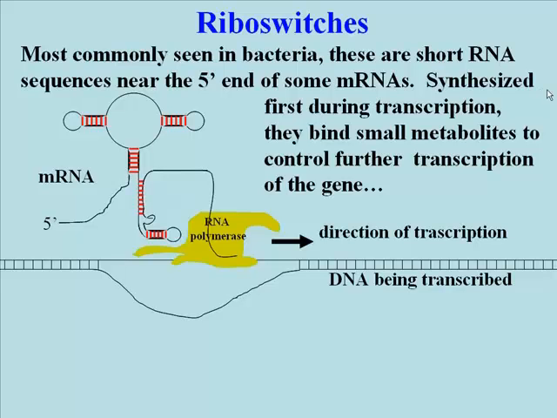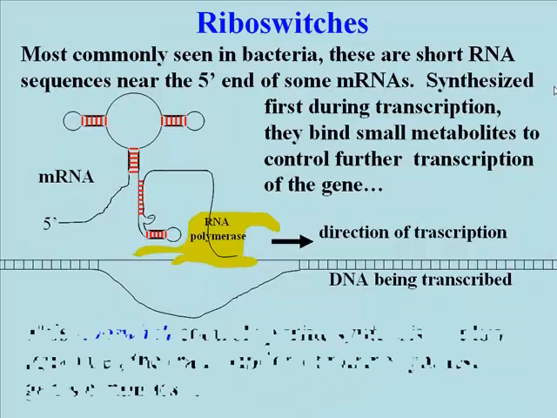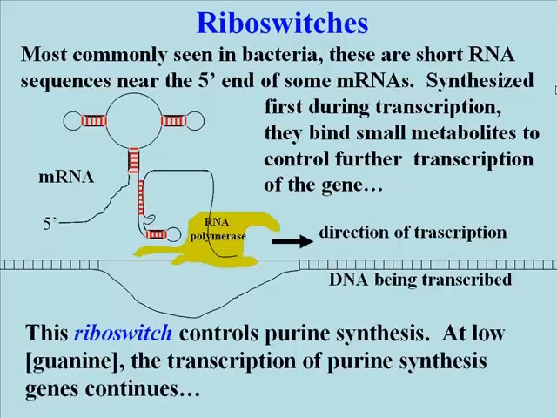Riboswitches are a bacterial phenomenon. Riboswitches form when the 5' ends of messenger RNAs fold over to form quite specific secondary and tertiary structures as they emerge behind the RNA polymerase during transcription. In this example, the mRNA shown is in the pathway for purine biosynthesis.